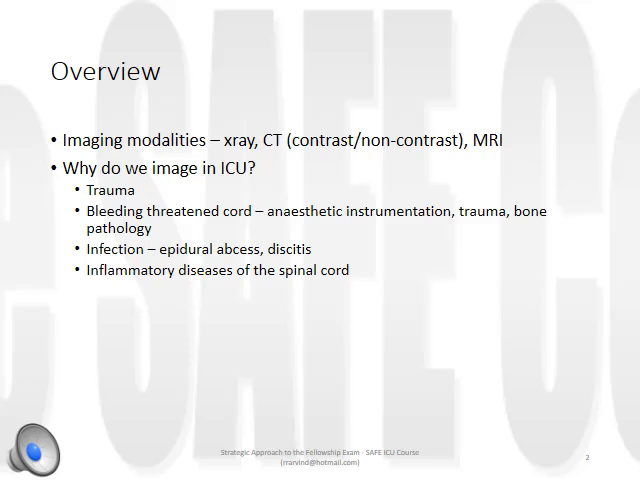Trauma obviously forms a large part of our imaging load as part of the initial surveys and for follow-up of surgery and stability, but we also consider imaging in bleeding, threatened cord. Anesthetic instrumentation might have been a cause, or trauma or bone pathology, infections, epidural abscess, discitis, inflammatory diseases of the spinal cord.